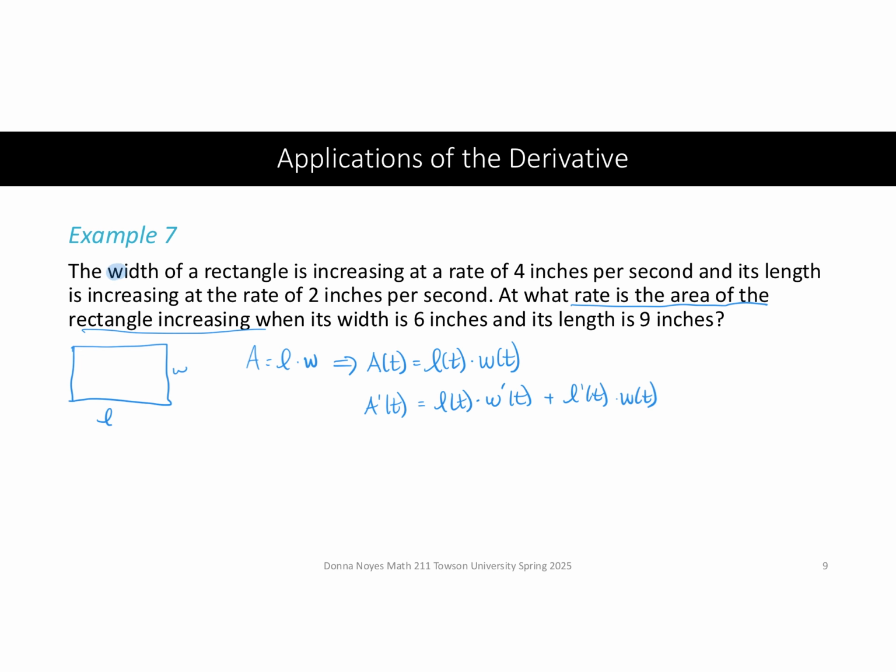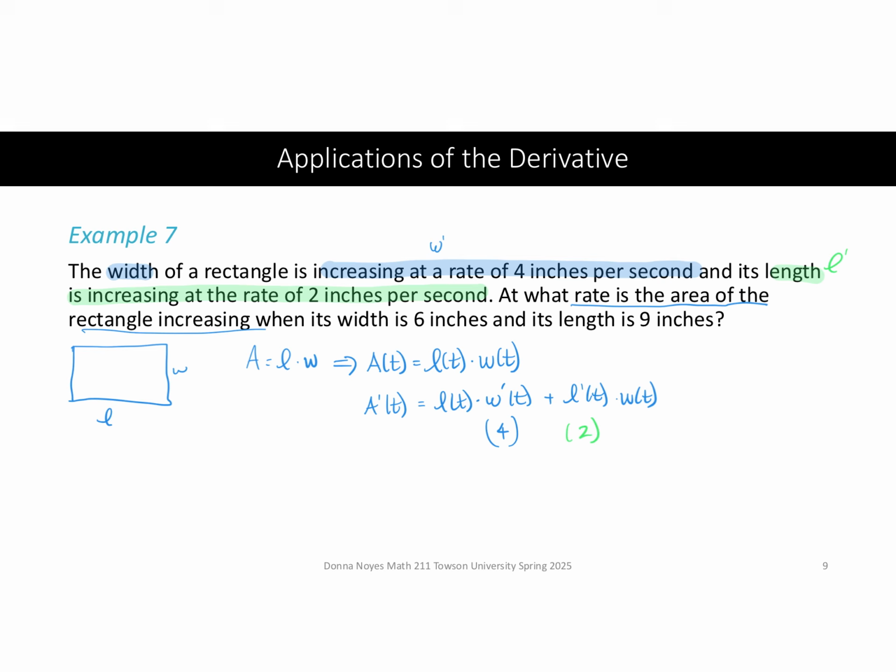The width is increasing at a rate of 4 inches per second. So that is W prime. So that one we can plug in. So that one would be right here. This would be 4. Okay, let's see what else we can find. Length is increasing at a rate of 2 inches per second. That's L prime. Okay, so we can plug in L prime here, which is 2.